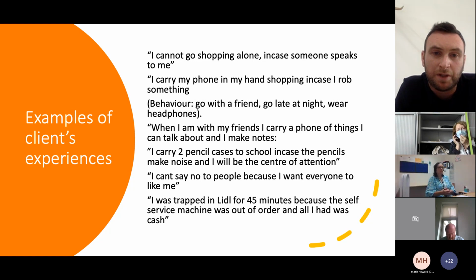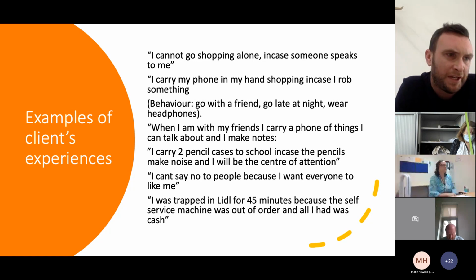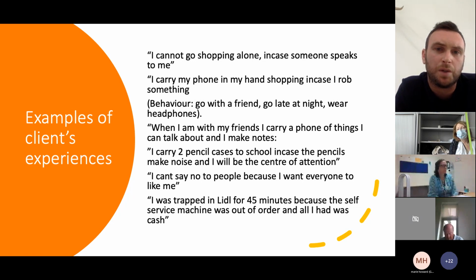I can't say no to people because I want everybody to like me. I was trapped. This is another example of a young girl who felt trapped in Lidl for 45 minutes because the self-service machine wasn't working, and she felt very, very anxious handling cash. She also wasn't able to ask any staff how to get out. So she felt trapped and she had to call her mom to come in to help her. All these are examples of situations which a lot of us might take for granted, but a lot of people do struggle, and they use a lot of very clever ways of trying to negotiate the world.